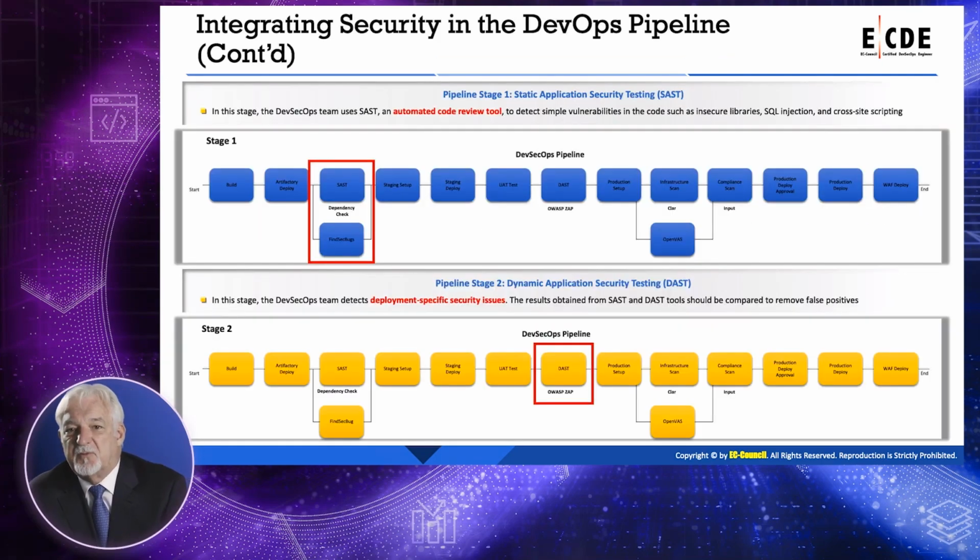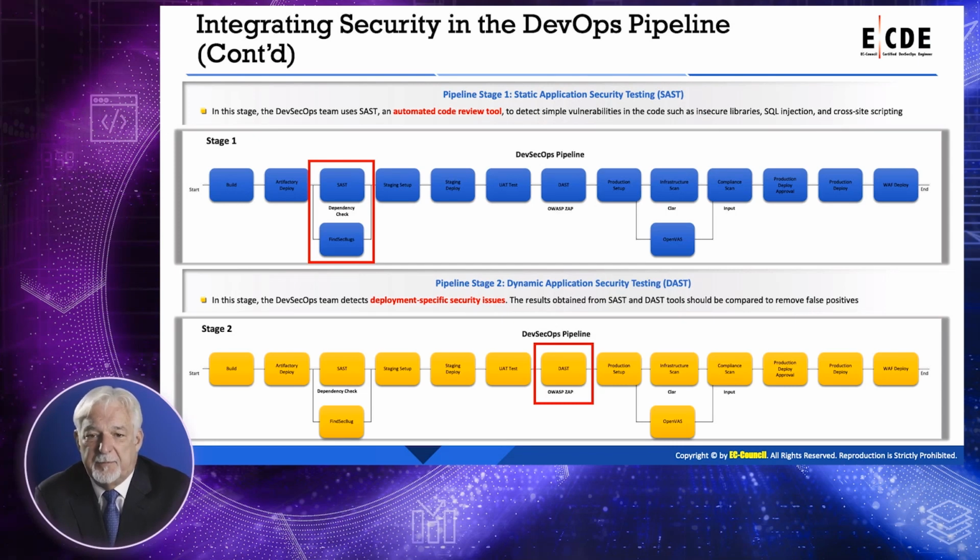So within stage one, we have static application security testing that can be done. And it's represented here in that red box in the diagram. At this stage, the DevSecOps team uses SAST, an automated code review tool, to detect simple vulnerabilities in the code, such as insecure libraries, SQL injection vulnerabilities, or cross-site scripting issues.